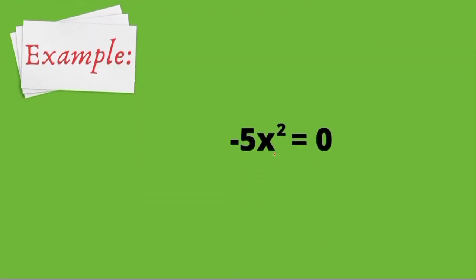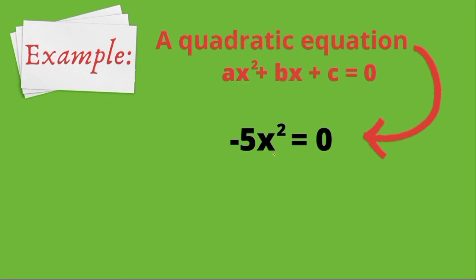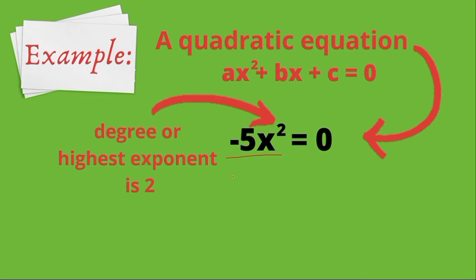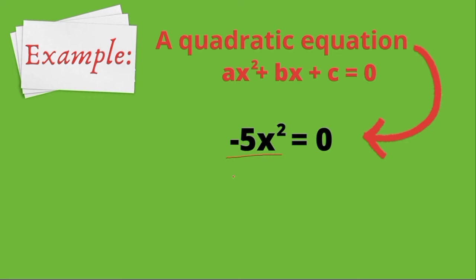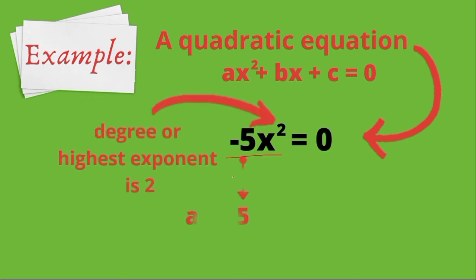Another example. Let's have negative 5x squared equals 0. This is also a quadratic equation but an incomplete one because, as you can notice here, the left side of the equation is just a one-term or a monomial. It is a quadratic equation because the highest exponent is 2. And the value of a is negative 5, b is 0, and c is also 0.